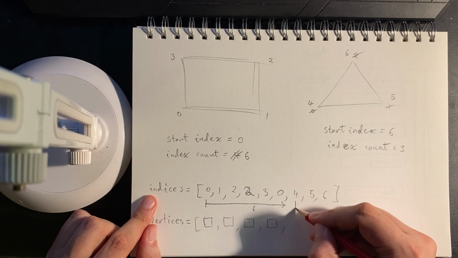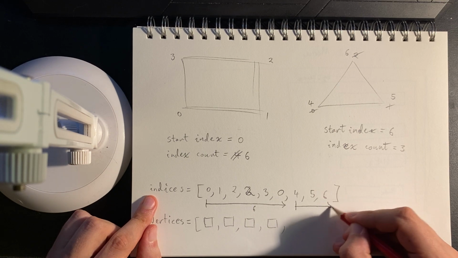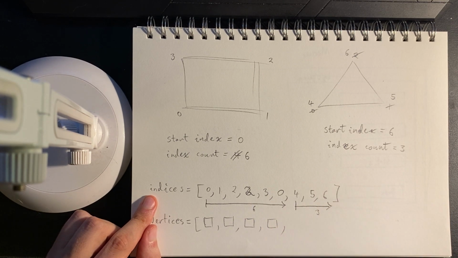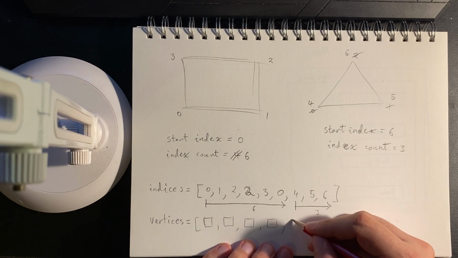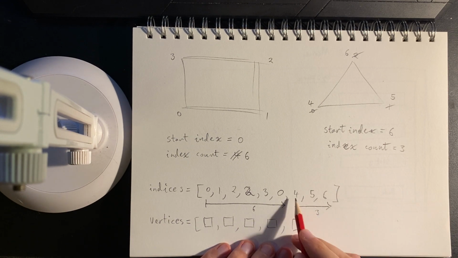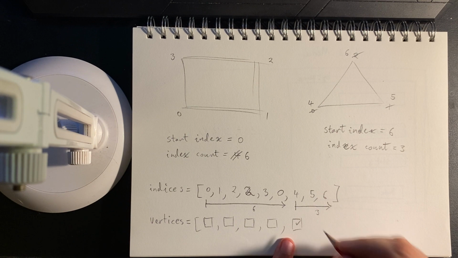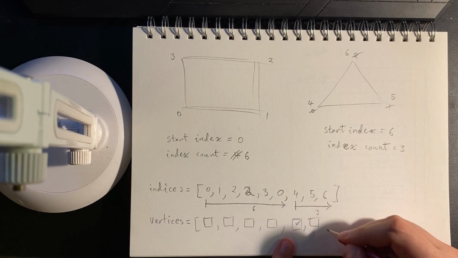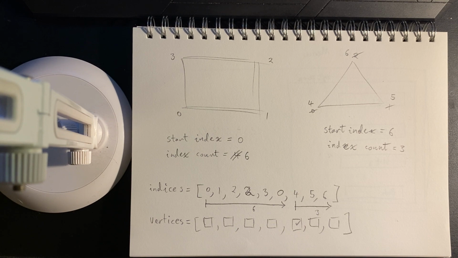So I'm completely free of the previous shape. And then I take the next 3 indices. And of course, now the first one is going to be 4. So 0, 1, 2, 3, 4. That's the new triangle position. And that's sort of how we do it.